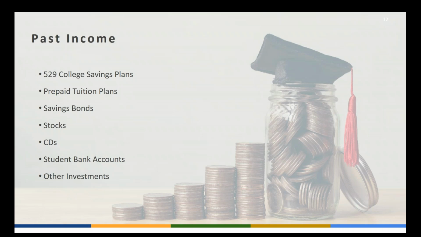So the first thing they'll want to look at is, have they saved? Do they have any past income that they can tap into? Whether it be a 529 plan like the U.Fund or maybe a U.Plan prepaid tuition plan. Those are the state's plans. They can dig out any old savings bonds they may have, stocks that have been put aside for college, or student bank accounts, whatever it might be.